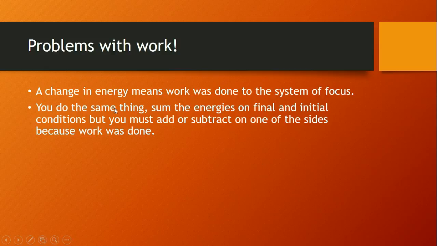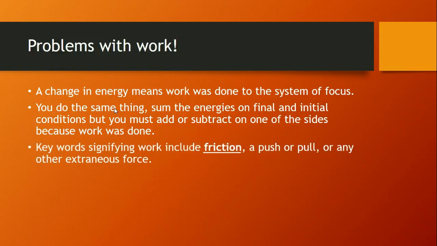So you do the same thing. We have to sum the energies on the final and initial conditions, but you must add or subtract on one of the sides because work was done. So there could have been energy added or taken away from our system. Keywords signifying work include friction, some description of a push or pull, or any other extraneous force. For example, if we have a cart and it's moving, then someone pushes on the cart and it ends with a higher velocity, that was work because there was a force and it started moving faster, or something stopped. Friction is a great indicator of work.